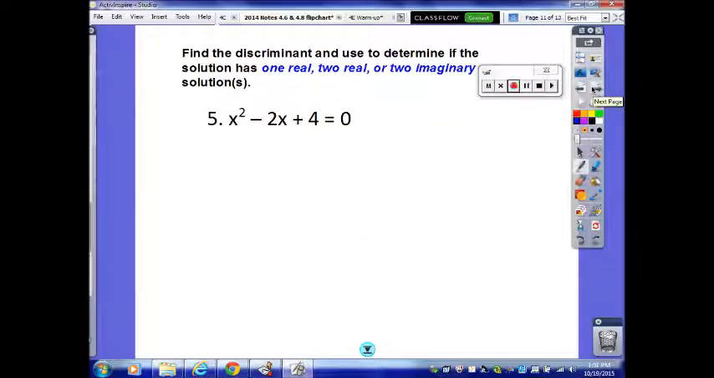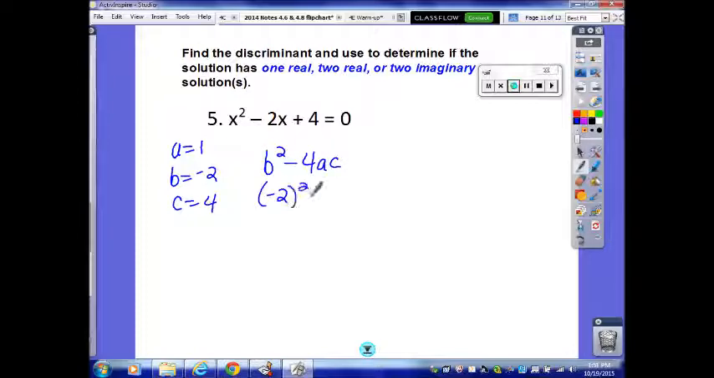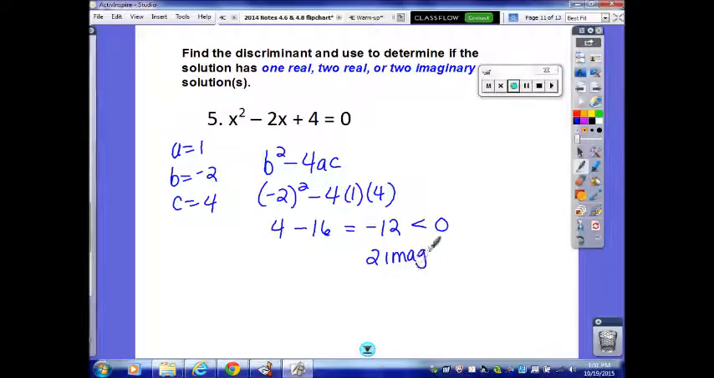Here again, this is already in standard form. So now I just need my A, my B, and my C, and my discriminant. Let's plug in: negative 2 squared minus 4 times 1 times 4. That's 4 minus 16, which is negative 12. Since negative 12 is less than 0, we know that there are 2 imaginary solutions, and 0 real solutions.